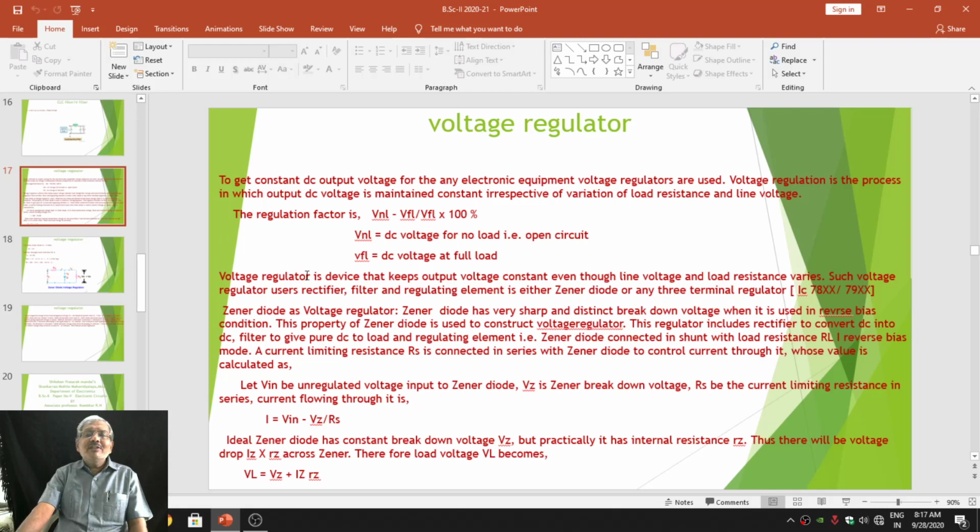Now we are going to define a voltage regulator. A voltage regulator is a device. Regulation is the process, but a regulator is a device that keeps the output voltage constant even though line voltage and load resistance vary. Such a voltage regulator uses rectifiers, filters and a regulating element, which is either a Zener diode or any 3-terminal regulator integrated circuit.